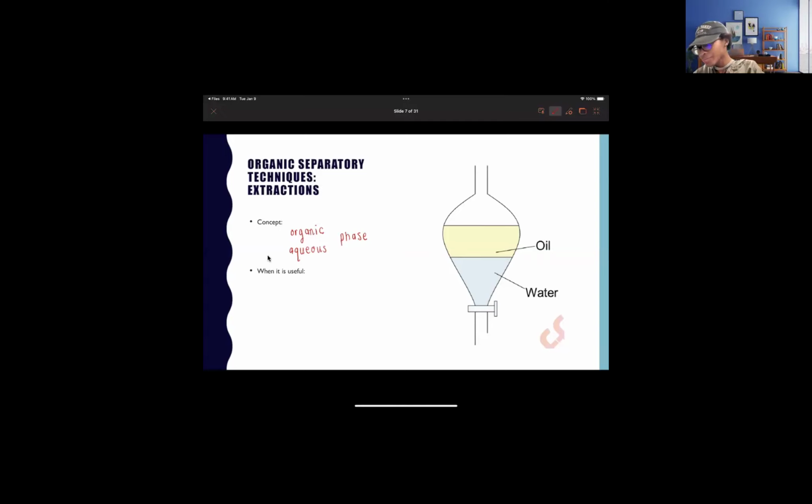Okay. So when it comes to the organic versus aqueous phase, a lot of times what you'll see in the organic phase is going to be your nonpolar or uncharged molecules. In your aqueous phase, what you'll see is your polar, charged, denser molecules.